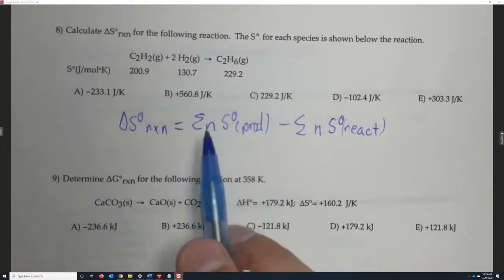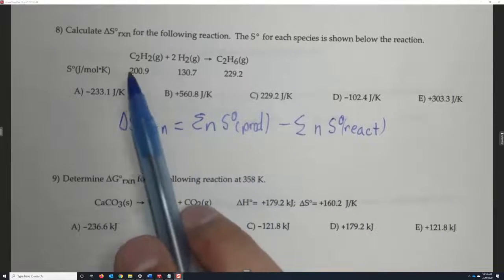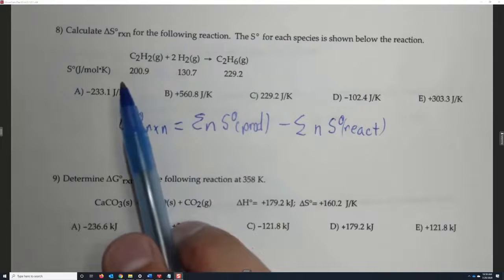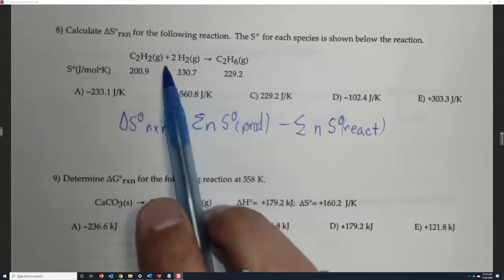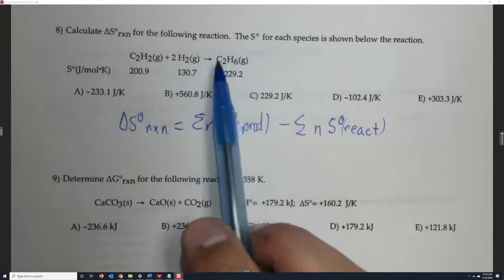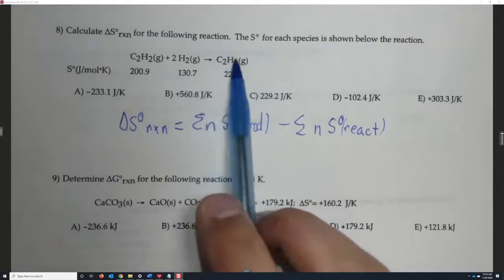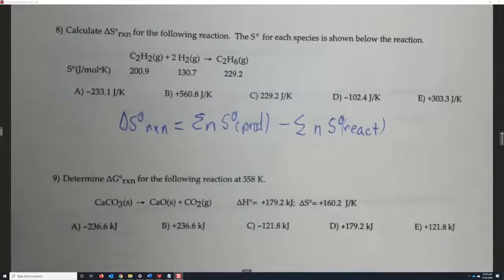Now, keep in mind that this works because entropy is a state function. So what we're essentially saying is we take these, we form them into their elements, and then we recombine them to form this one. So it works that way. It's easier to understand that in terms of delta H or delta G, but that's basically how it works.